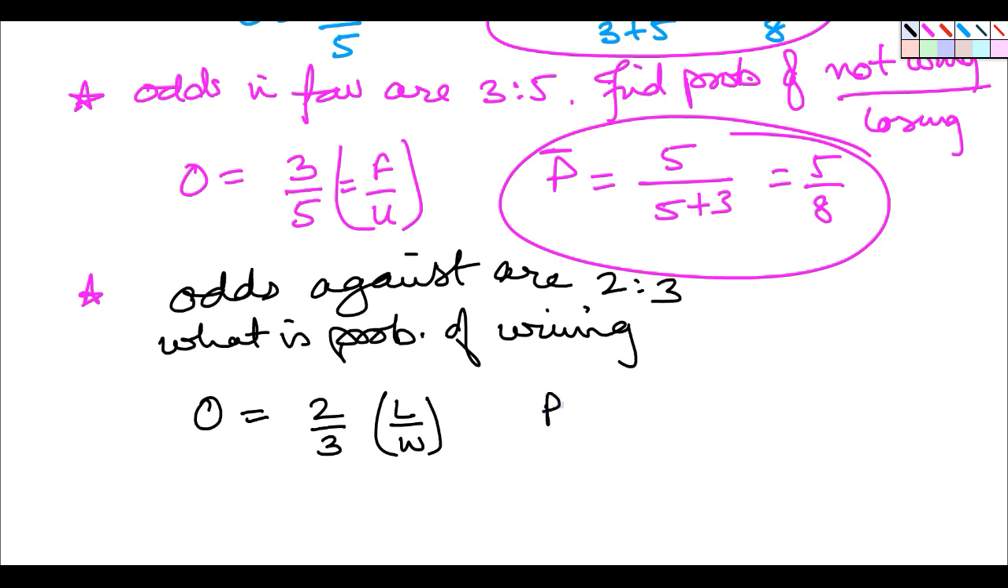Now remember, they are asking for the probability of winning. It will be win. How many wins? 3 upon against and favorable, favorable and against. So it will be 3 plus 2. That is 3 out of 5.